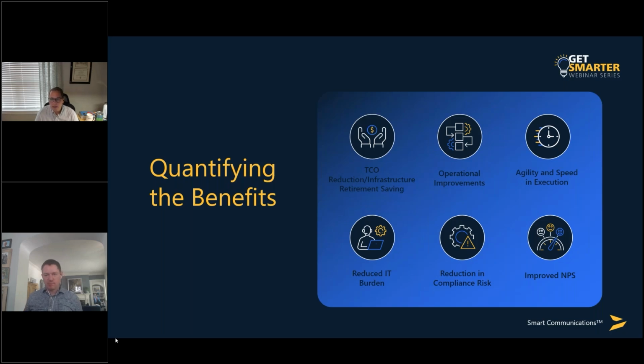And last but not least, that a lot of leaders are looking at is improved net promoter score. So at the end of the day, are your customers satisfied? Are they more willing to be a champion for your organization because you're providing the types of communications that are personalized in the way that they want? So these are all benefits that you need to take into consideration to measure and prove out that it was worth the migration.